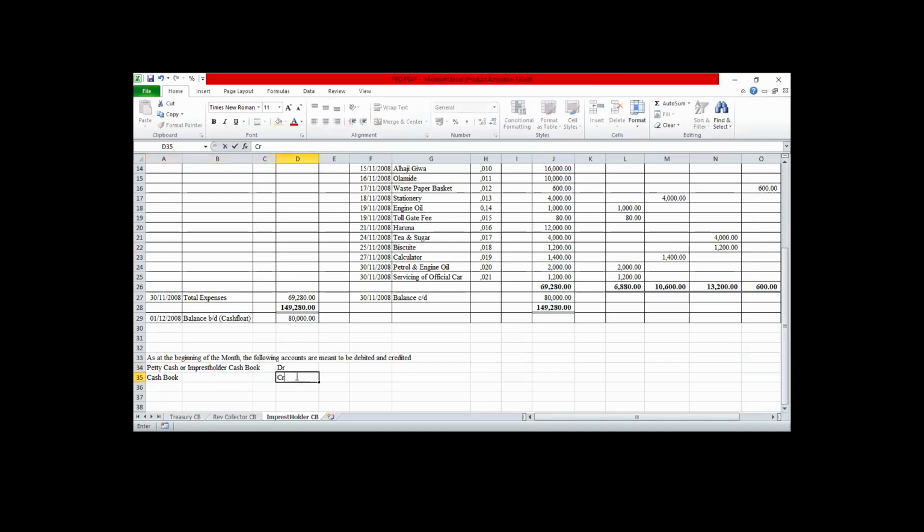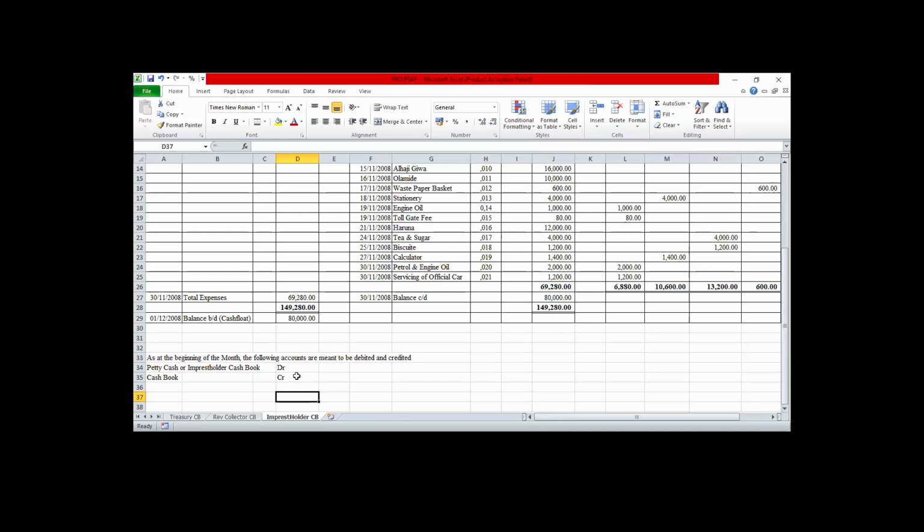Credit the cash book. That is it for the beginning of the month. Money is going out from the main cash. Credit the giver, debit the receiver. Debit the receiver, credit the giver. That's the standard we are using.